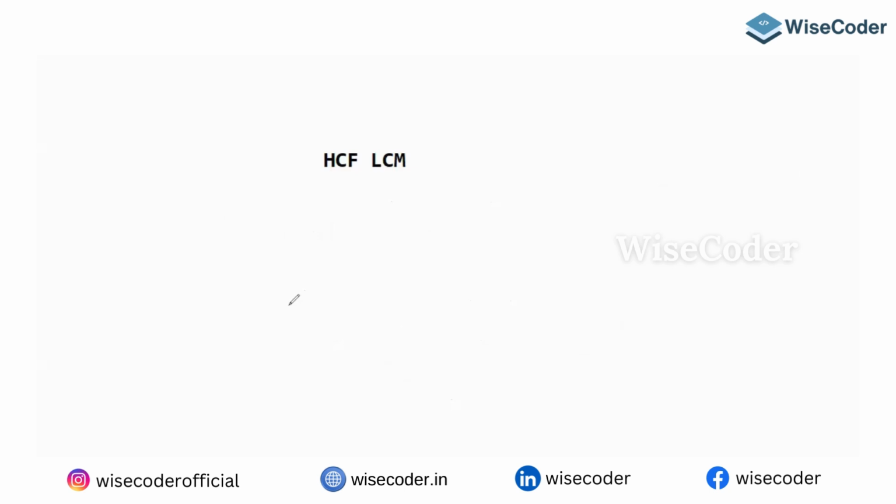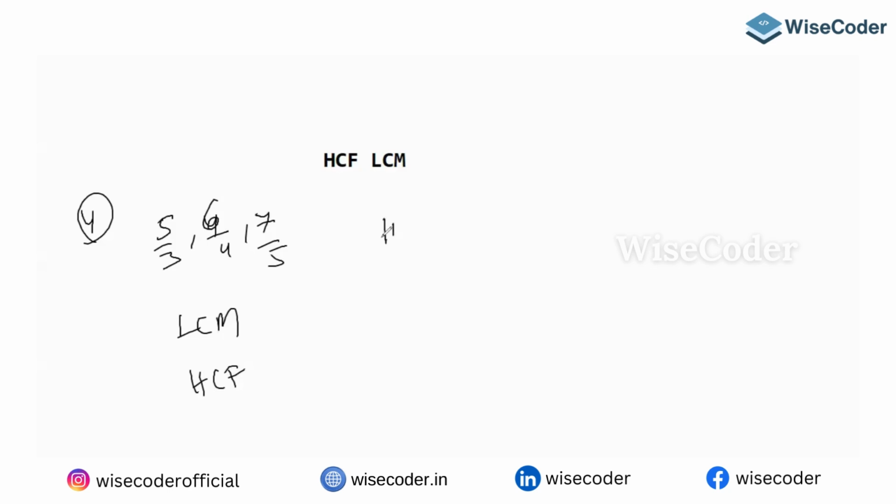The HCF of a set of numbers is equal. Okay, these types of points you can learn. Now there is a fourth point. Sometimes he is going to ask you 5/3, 6/4 and 7/5, find the LCM, or find the HCF. When the numbers are fractions, how do we do it? HCF of fractions is going to be HCF of numerators by LCM of denominators.